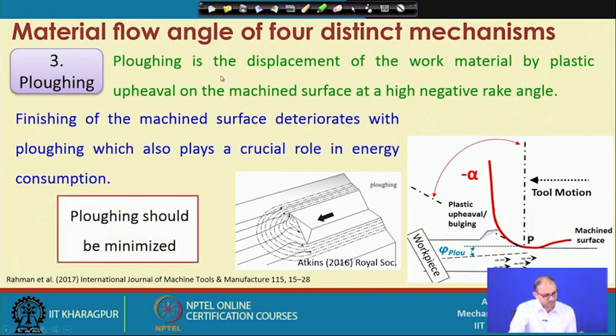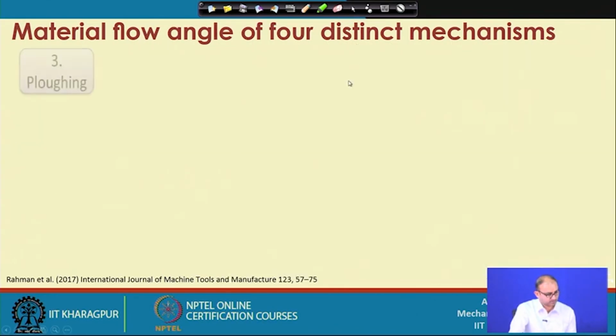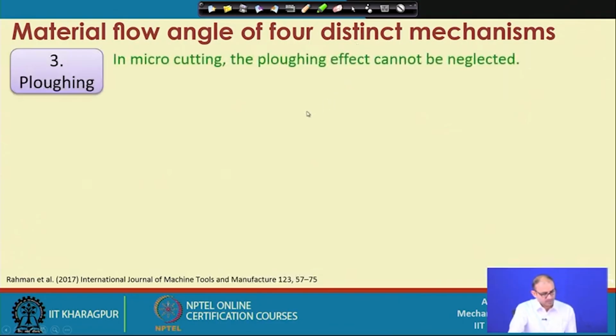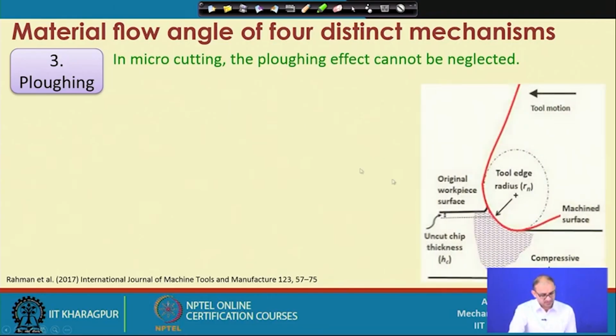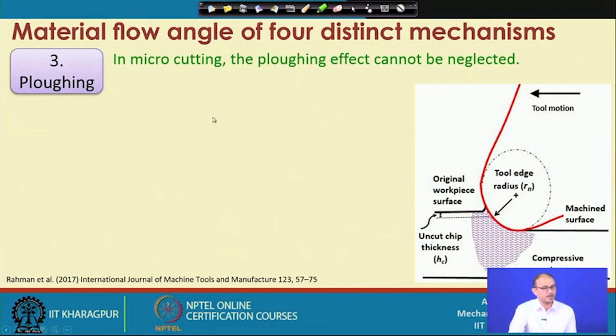So, in that way you are actually wasting energy without doing any efficient material removal from the workpiece. So, what is the final decision or the conclusion out of this? That plowing should be minimized to get the material removal. Now, what do we do in micro machining? In micro machining, the plowing effect cannot be neglected, because we know that whatever we do here, you end up with the negative rake angle.